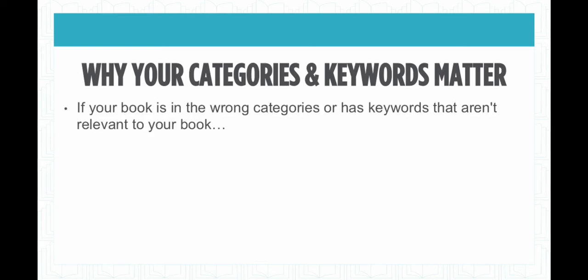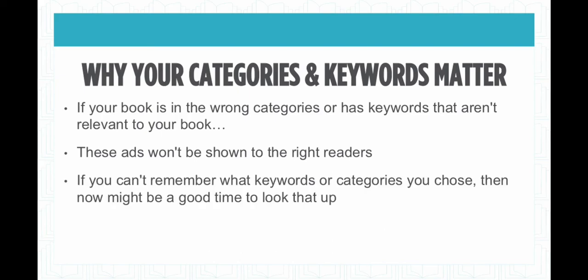If your book is not in the right categories, or it has keywords that aren't relevant to your book, I saw there was some information going around that you should just type random stuff into your 7 KDP keywords. Obviously, if you just typed random Dadaism nonsense, it's not going to be relevant to your book. So obviously, that's important. If there's the wrong information going into this SPA, then the wrong ads will show up, or your book will show up in the wrong places. Junk in, junk out. If you cannot remember what keywords or categories you chose, now might be a good time to look that up. And I will show you that during the screen share.